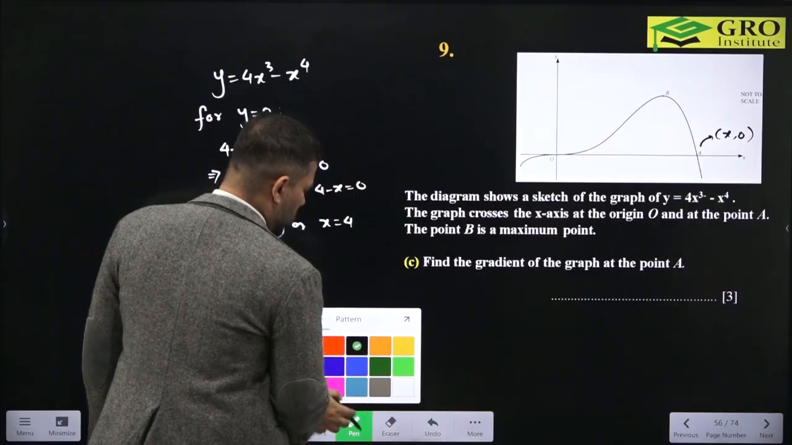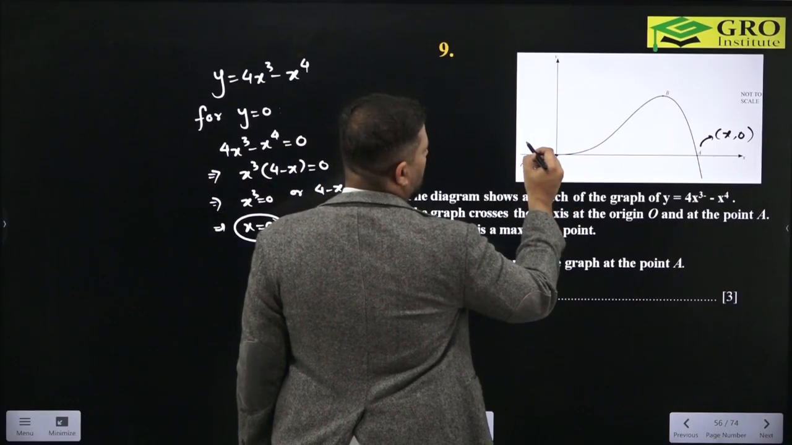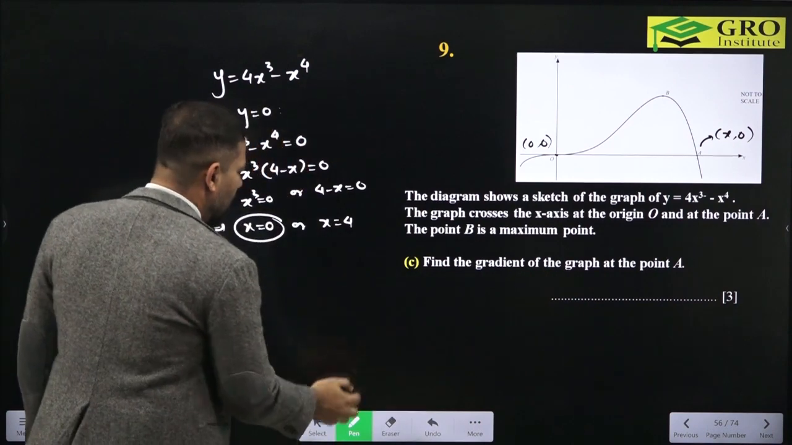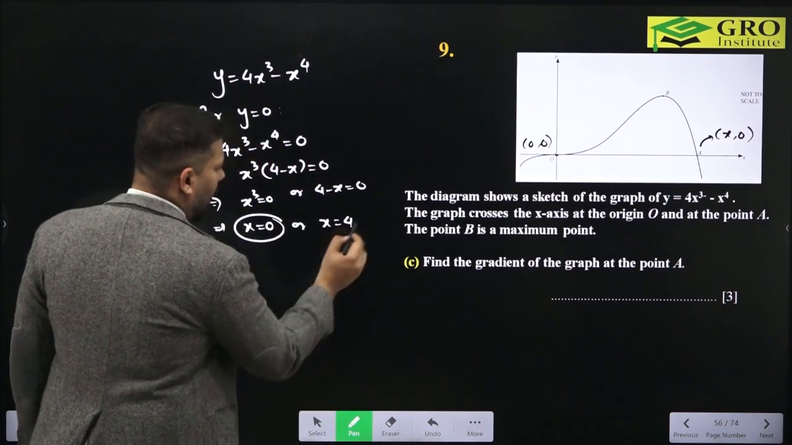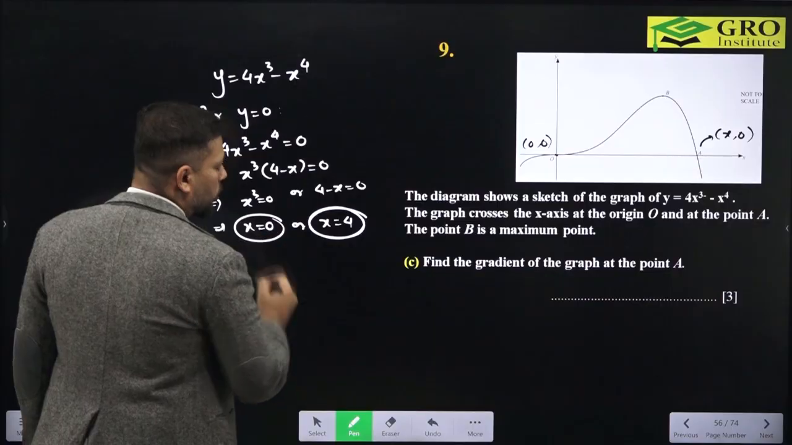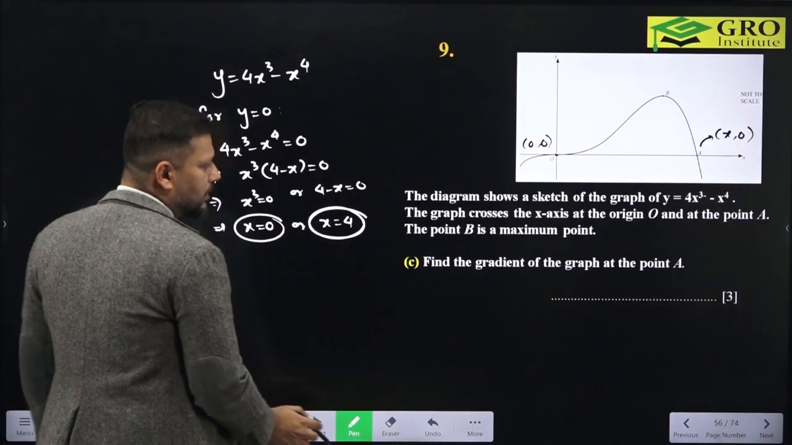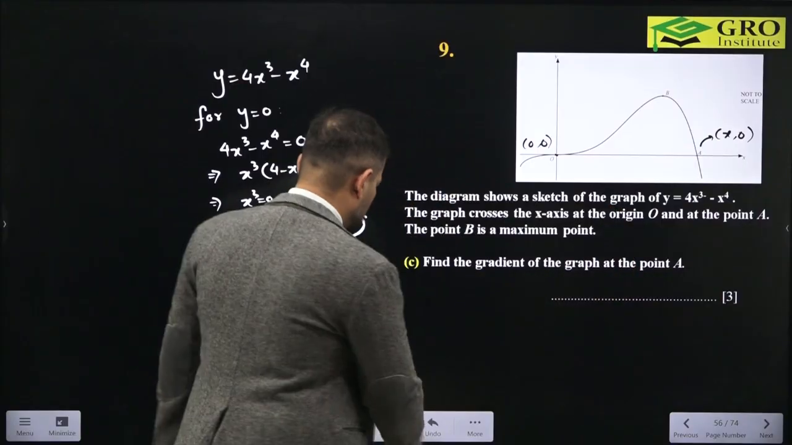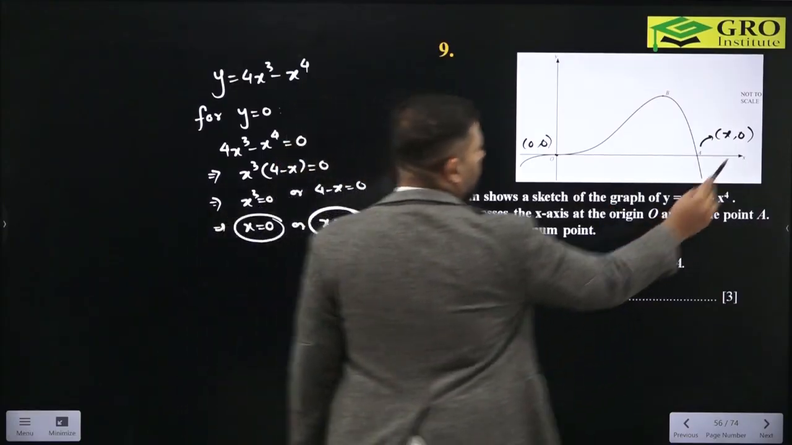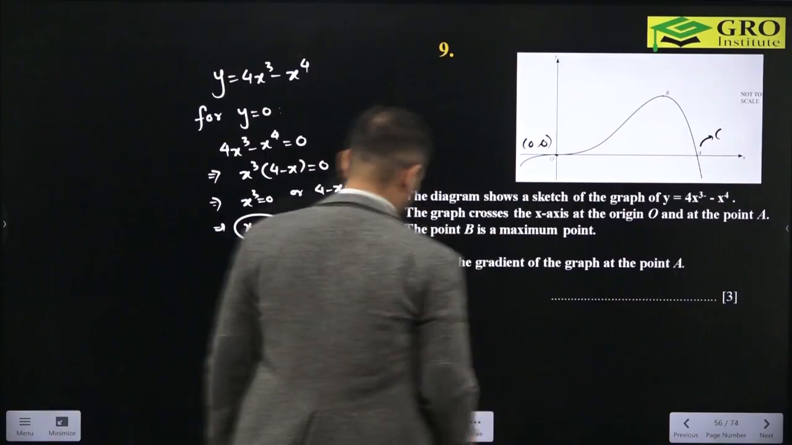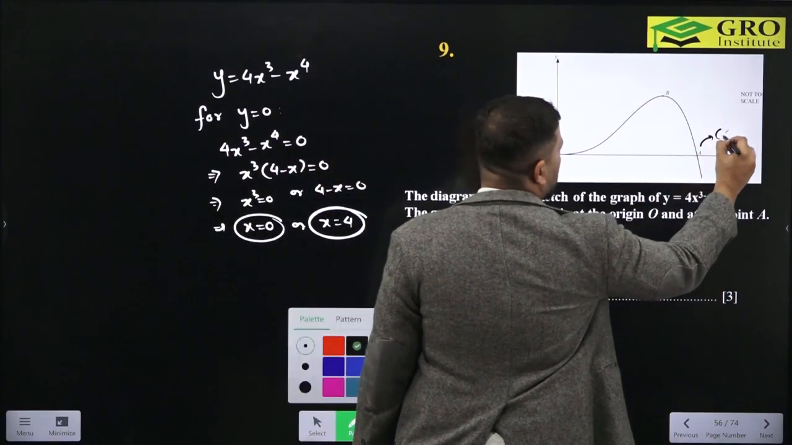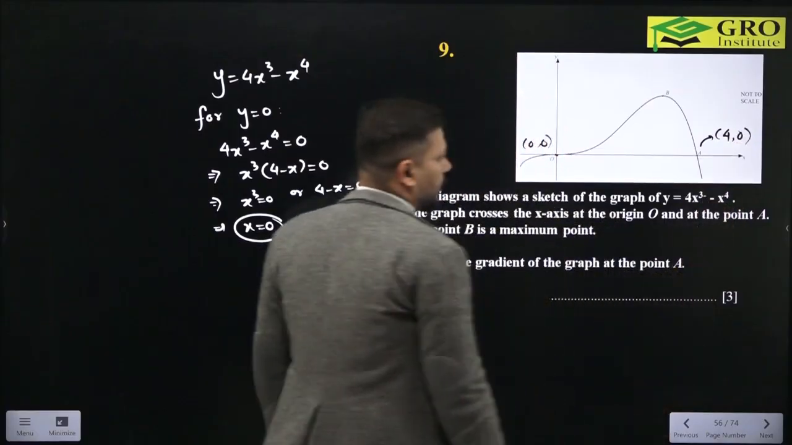X equals 0, y equals 0 is the origin, 0 comma 0, so it is not point A. For point A, definitely it is going to be x equals 4. So the coordinates of point A are 4 comma 0. Let me change it over there for you. What are the coordinates of point A? Point A's coordinates are 4 comma 0, isn't it?